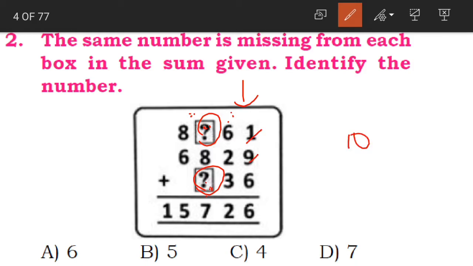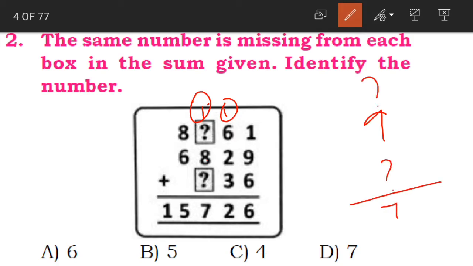1 plus 9, 10. 10 plus 6, 16. So 1 carried. 6 plus 1, 7. 7 plus 2, 9. 9 plus 3, 12. Again 1 carried. Yes children, again what? Again 1 carried. So what do we have here? 1 plus 8, 9. And here in the sum we are having 7. So we need to add two numbers to it to get 7.